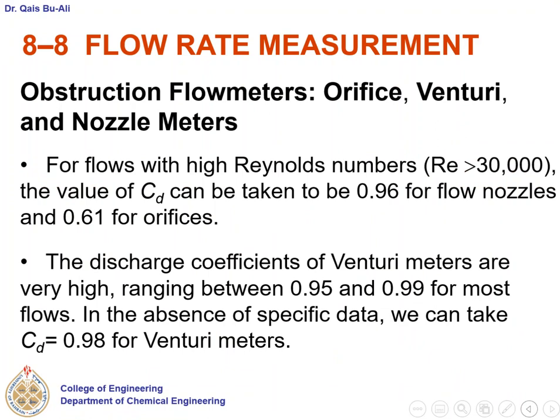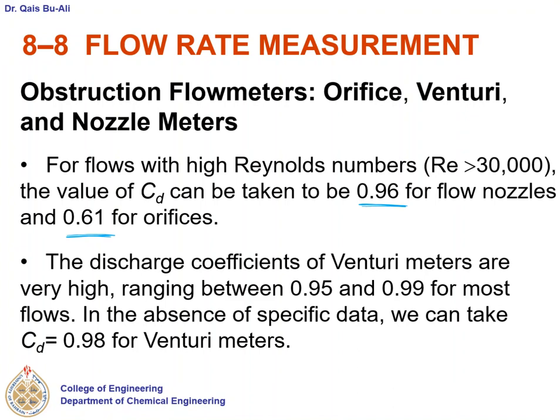For flows with high Reynolds number, the value of CD can be taken to be 0.96 for flow nozzles and 0.61 for orifices. You might ask: how come this one is bigger, 0.96, and I have fewer losses? Yes, in this case if CD is more, this means I have fewer losses. Why? Because the ideal case is CD equal to 1, the maximum. So if CD is more, fewer losses. If CD is less, I have more losses.